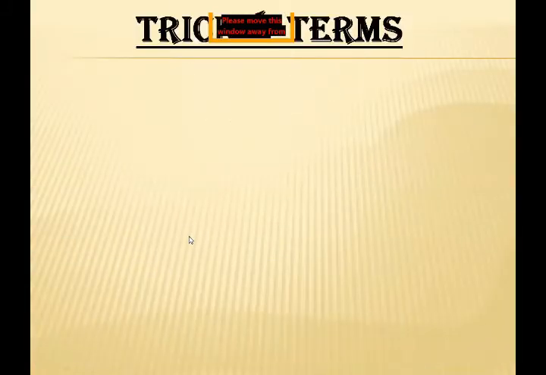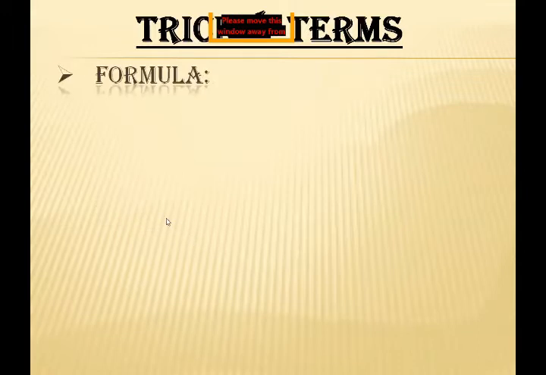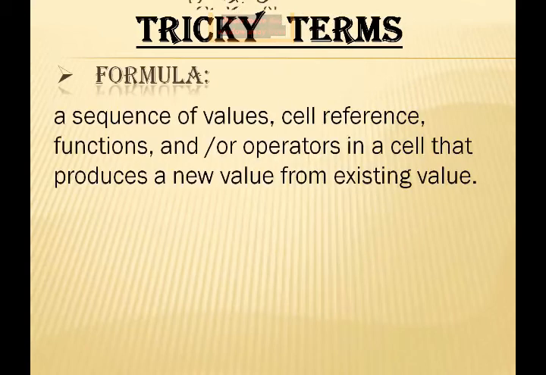Now, the tricky terms, the basic terminologies of the chapter. First is formula. As our topic name is formulas in MS Excel, and we have discussed MS Excel, now what is a formula? A formula is a sequence of values, cell references, functions, and/or operators in a cell that produces a new value from existing values.